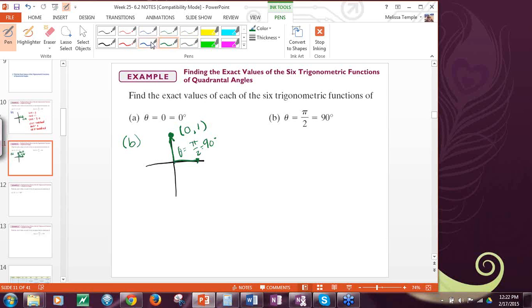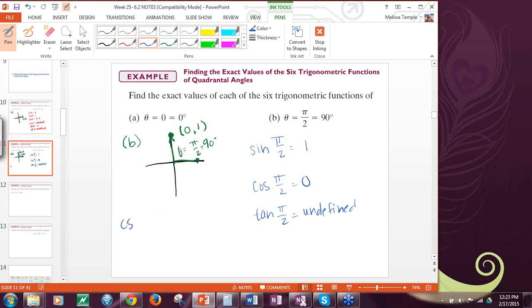Okay, again, same process. Find our 6 trig functions. Sine of pi over 2, remember this is radians. Anytime we don't have a marking, it's in radians. Sine of pi over 2 is 1. Cosine of pi over 2 is my x, that's 0. Tangent of pi over 2 is 1 over 0. So in this case, it's undefined. I can't divide by 0.